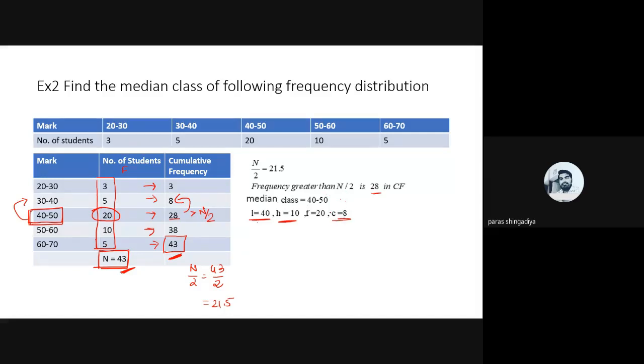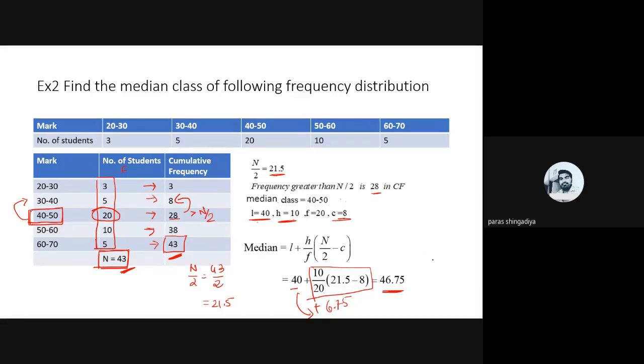And now use the formula. Median is equal to L plus H by F in the bracket n by 2 minus C. So L is 40, H is 10, F is 20, n by 2 is 21.5 minus 8. Okay, the answer of this part, 21.5 minus 8 multiplied by 10 by 20, so it will be 6.75 you will get. And then add 40 to this one.